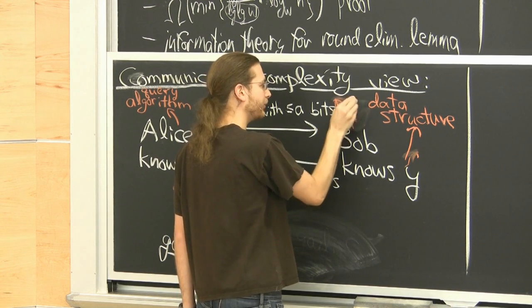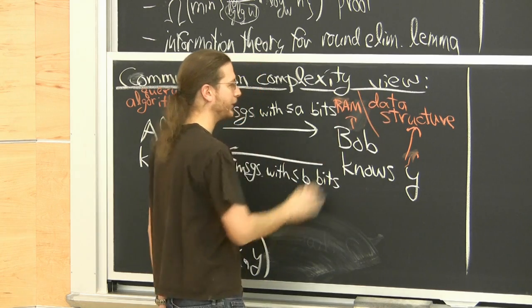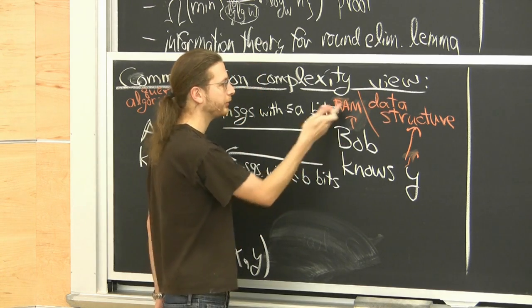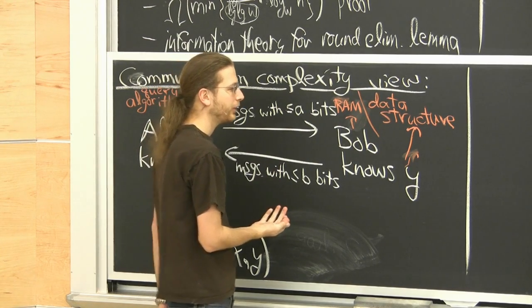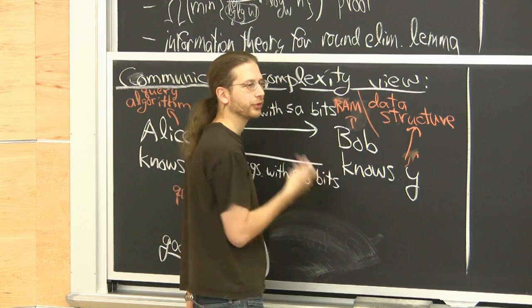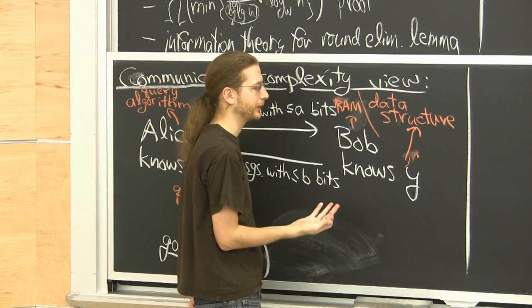We'll call it RAM to be a little more space saving. So Bob is the memory which you can access in random access. And what it knows is the data structure. I mean, that's what it's storing. That's all it's storing.